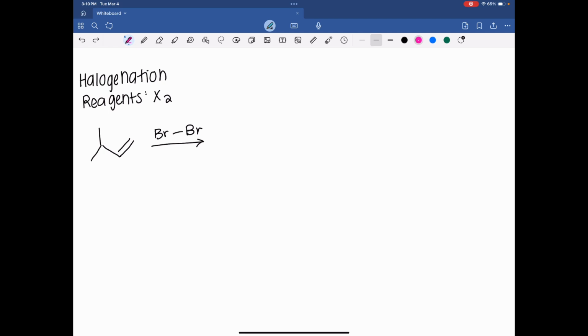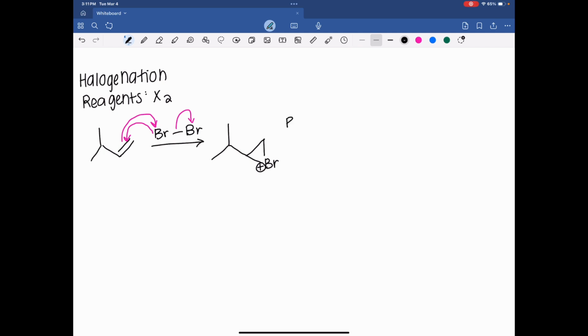Okay, so my first step for this one is that this double bond is going to grab a bromine. And this one's a little bit weird, but this bromine is actually going to grab this double bond back. And then these electrons in this bond are going to go to my other bromine. And that's going to create something that looks like this.